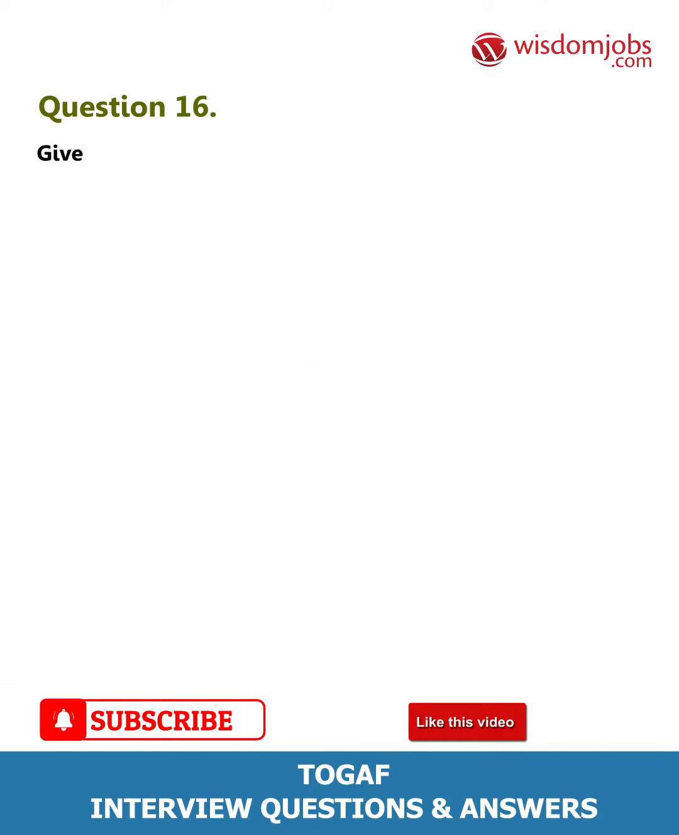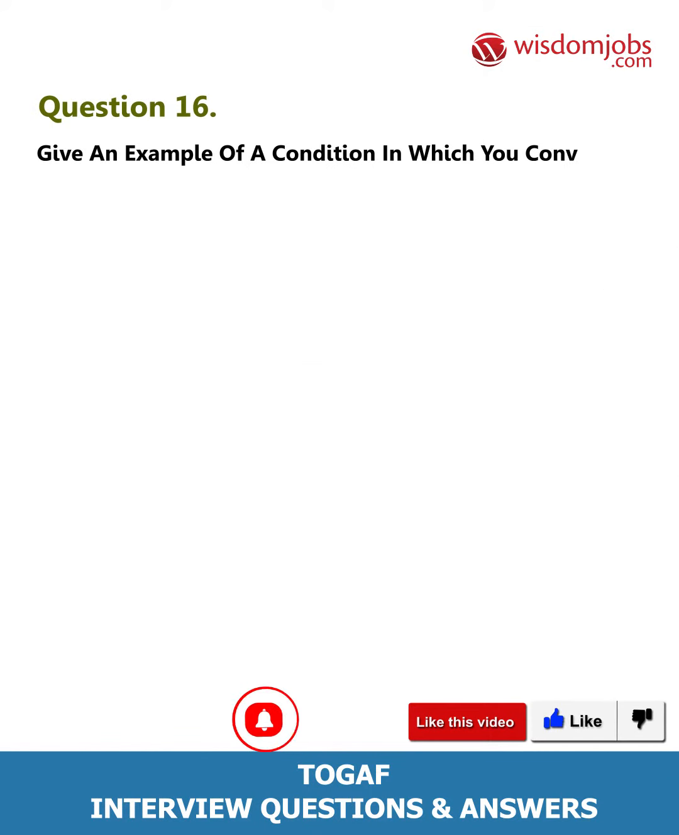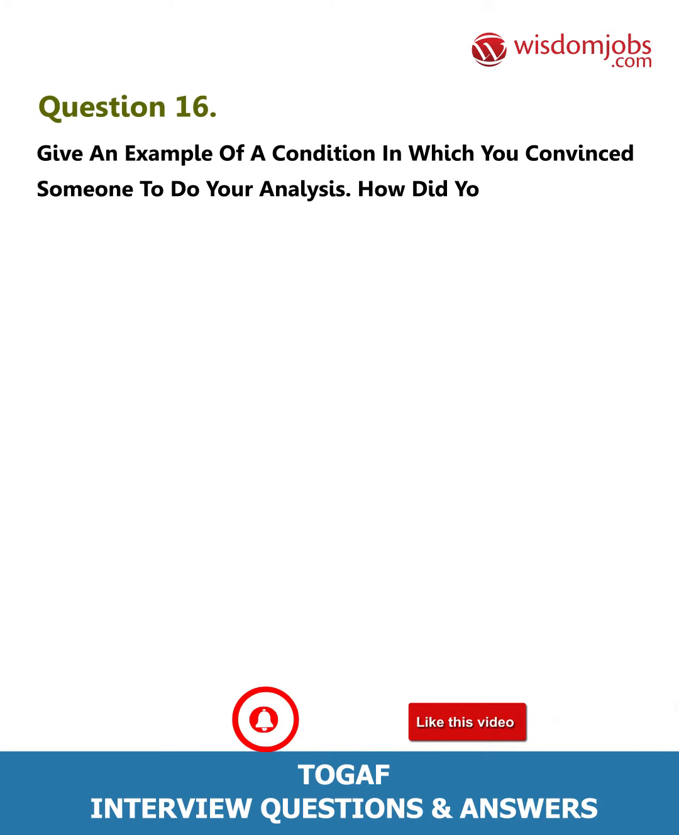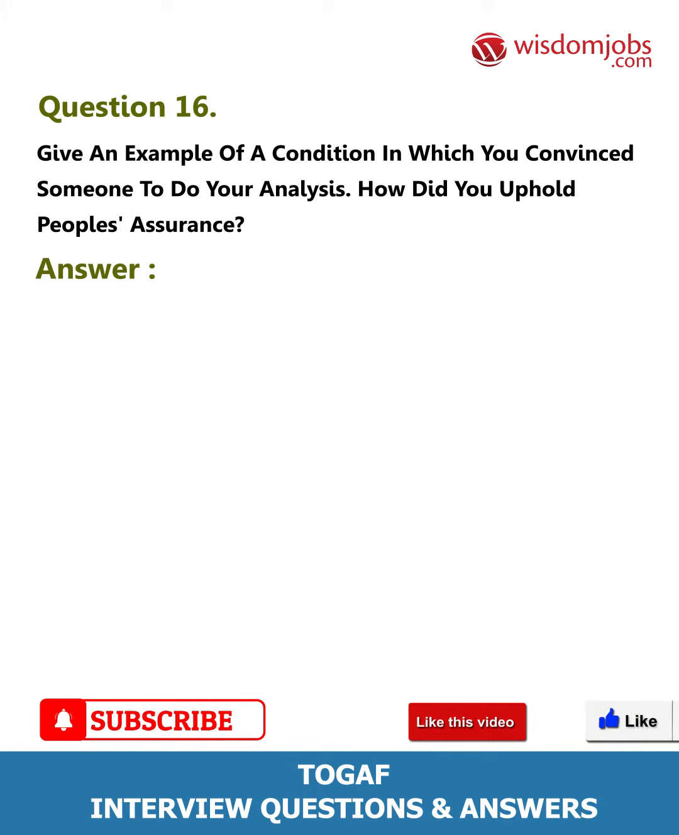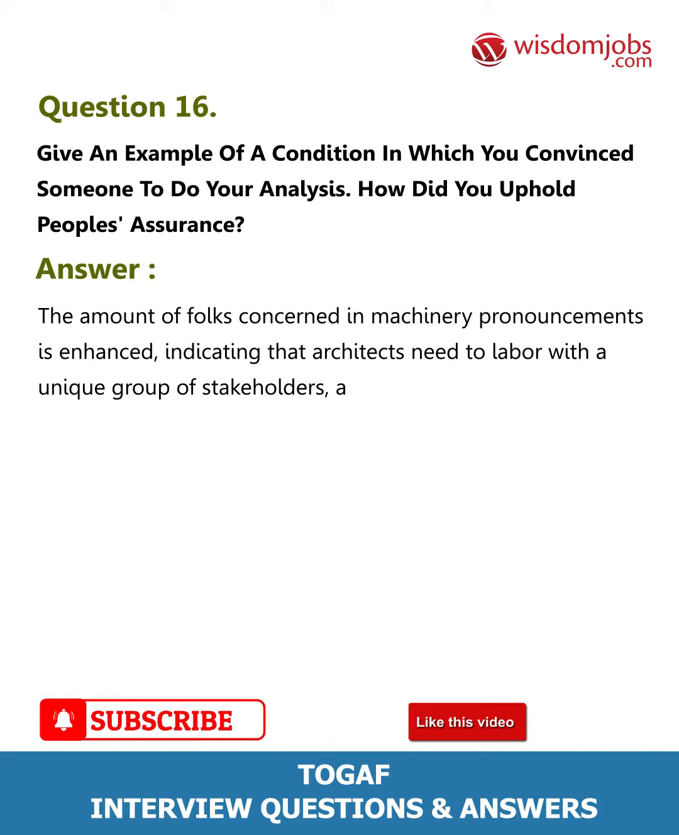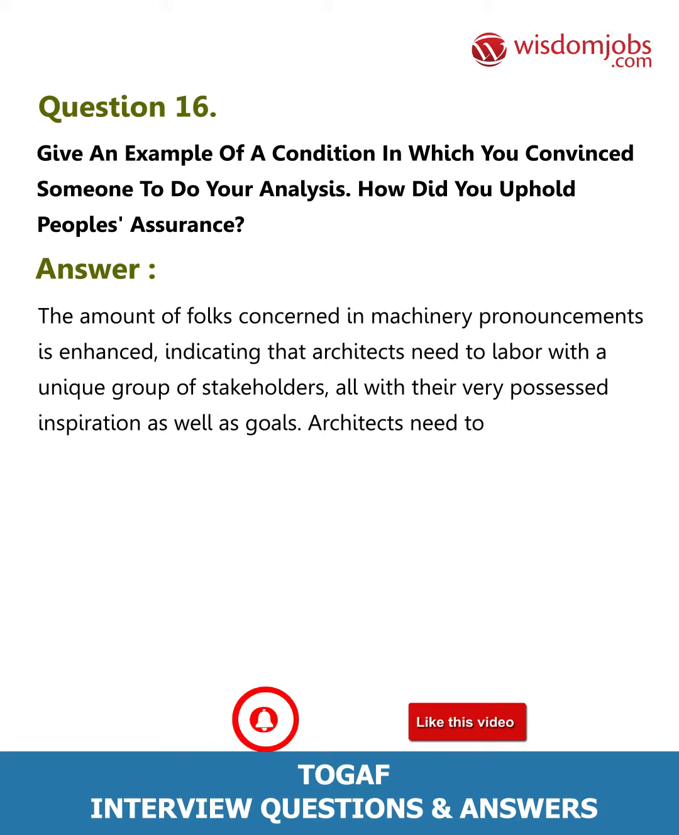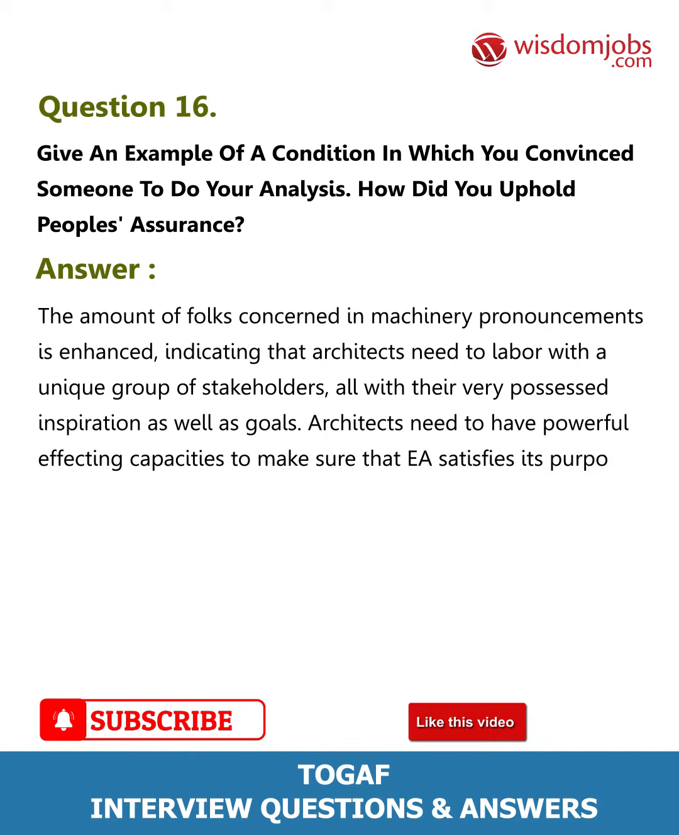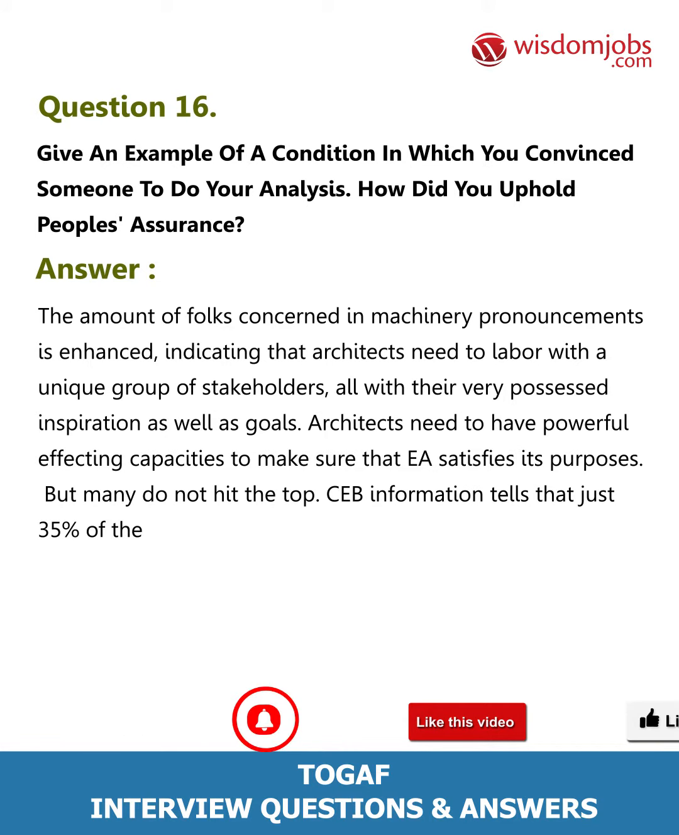Question 16. Give an example of a condition in which you convinced someone to do your analysis. How did you uphold people's assurance? Answer. The amount of folks concerned in machinery pronouncements is enhanced, indicating that architects need to labor with a unique group of stakeholders, all with their very own inspiration as well as goals. Architects need to have powerful affecting capacities to make sure that TA satisfies its purposes, but many do not hit the top. SEB information tells that just 35% of them affect the stakeholders.